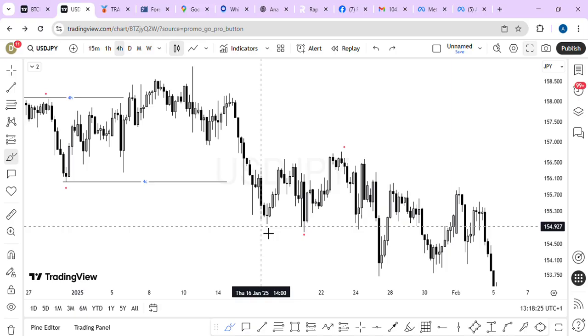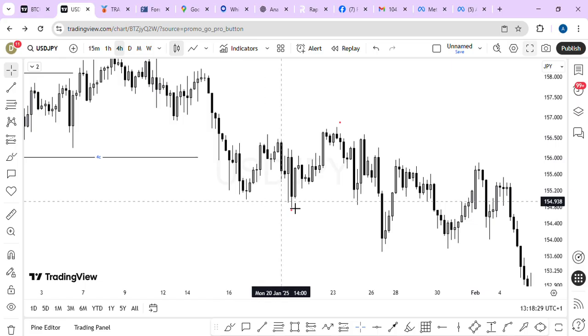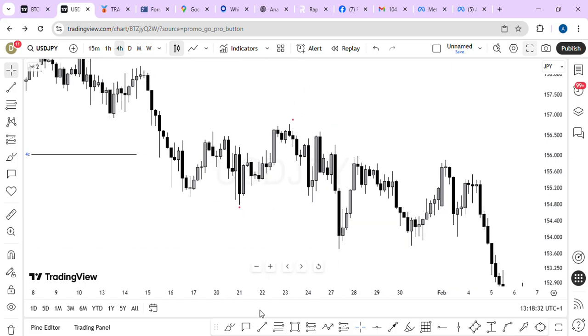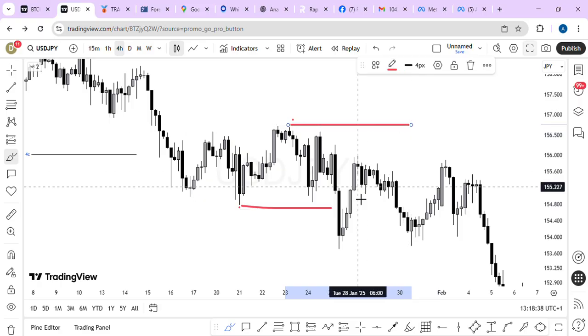This is not a break of structure because the candle hasn't closed. The candle does not close below here. It's just a sweep. So I've explained that. So it means that we have a valid break of structure here, and our high is here.